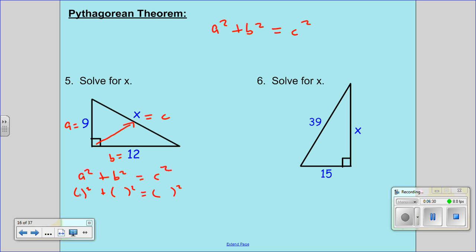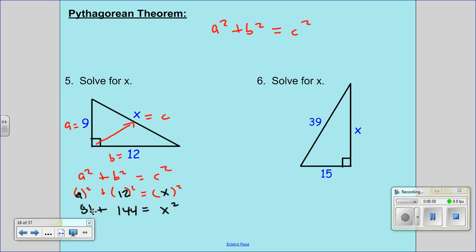So A is 9, B is 12, and C is x. And now carry out the squares. So 9 squared is 9 times 9, which is 81. 12 squared is 12 times 12, which is 144. And x squared is simply just x squared.